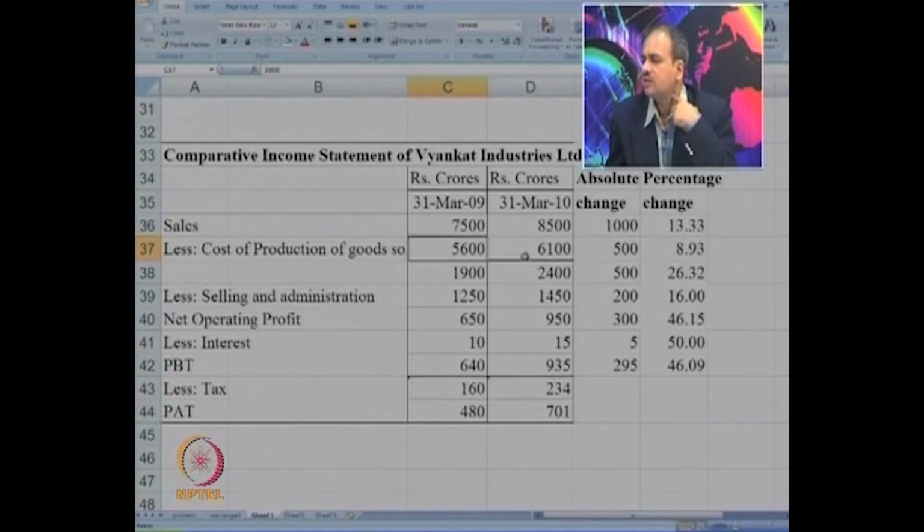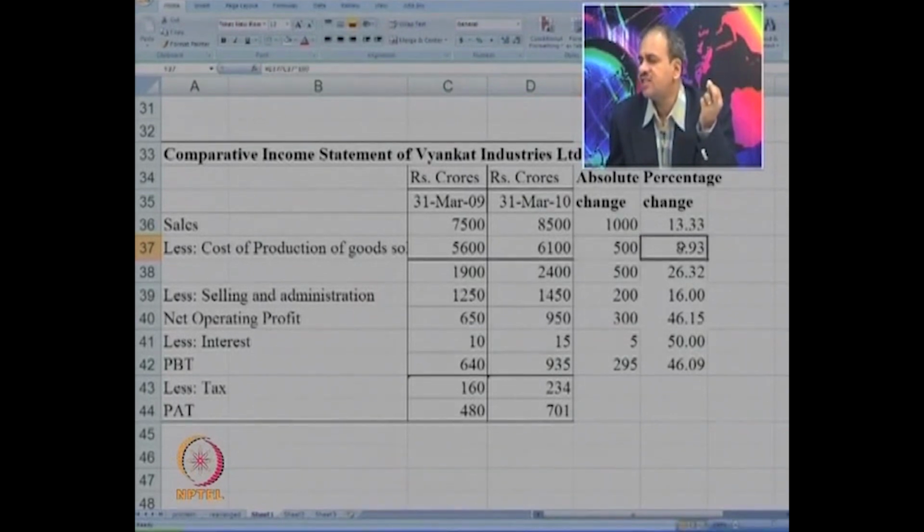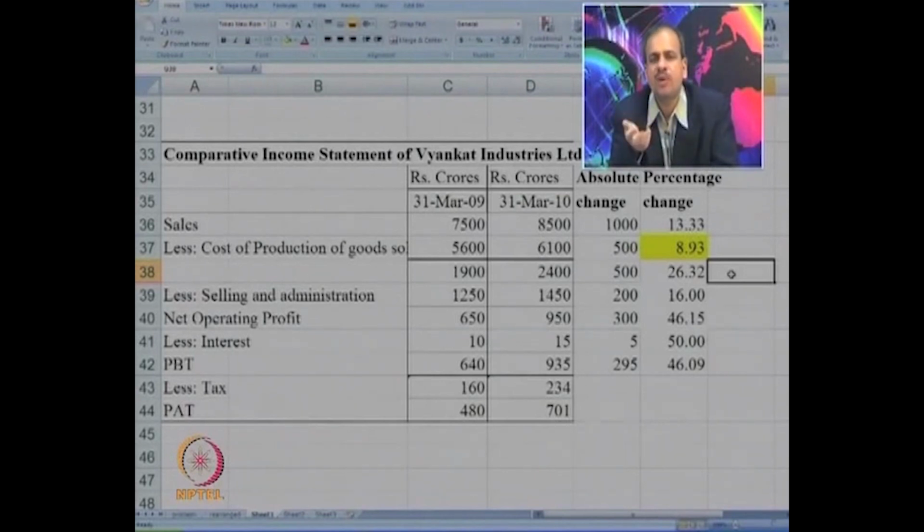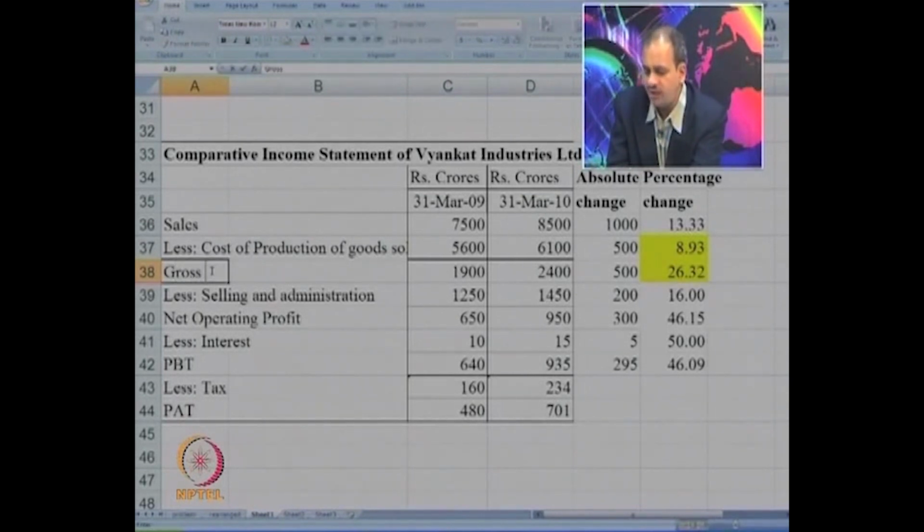Production costs have an increase of 500, which does not tell you much information, but in percentage terms you can understand well that production costs have not increased significantly, they have increased only by 8.9%. So though the sales have increased by 13%, the production costs have increased by only 8%. This is a good sign. It shows that the company was able to contain the increases in cost, which has helped them to increase the gross profit margin. This difference is known as gross profit or gross margin, as it's sometimes called.